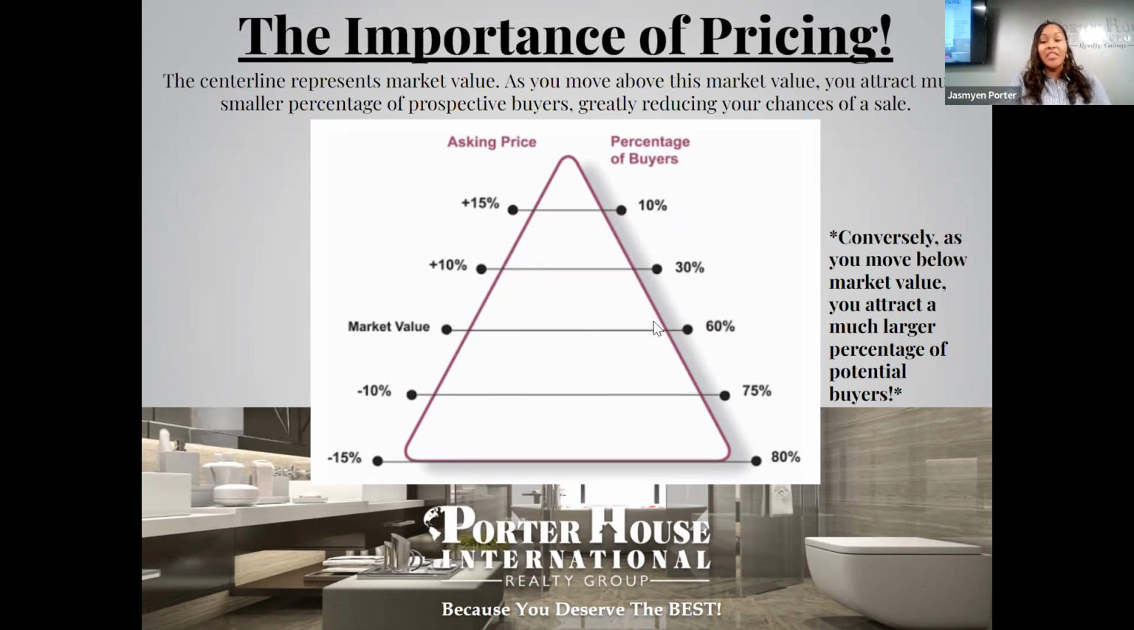Your market value at 60%, if you price the property at the median market value, then you are going to attract about 60% of the buyers that are in the market. If you price it 10% above the market, you're going to cut that in half and only attract about 30% of buyers. 15% above the market value, you're only at a slithering 10% of buyers that are in the market that would even be interested in looking at your property.